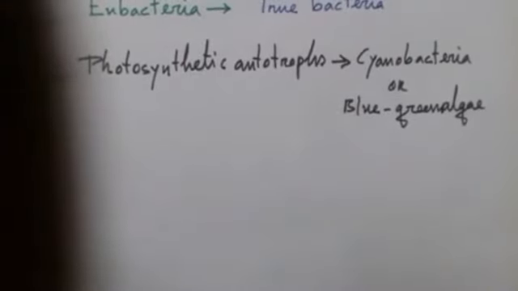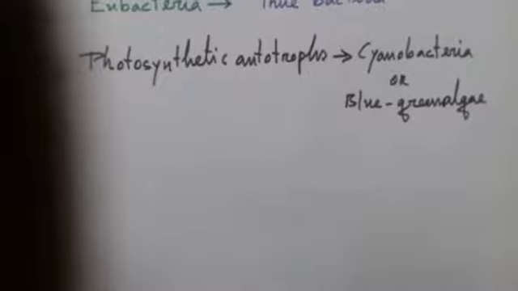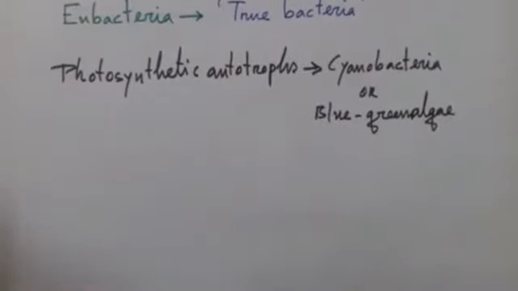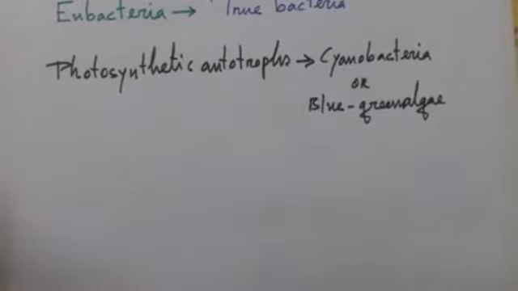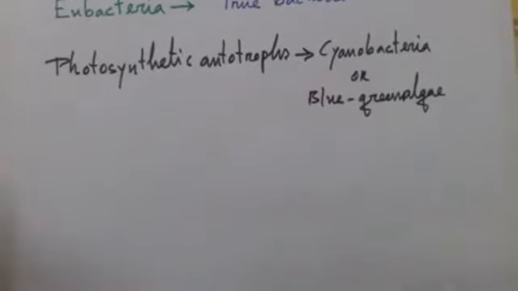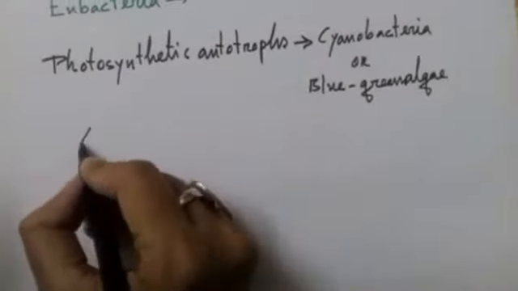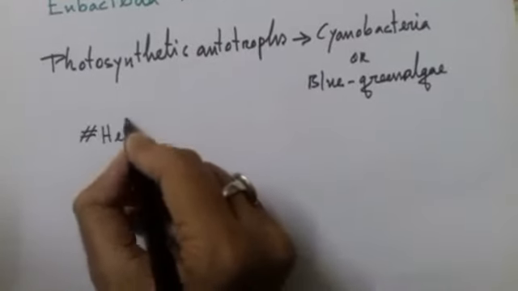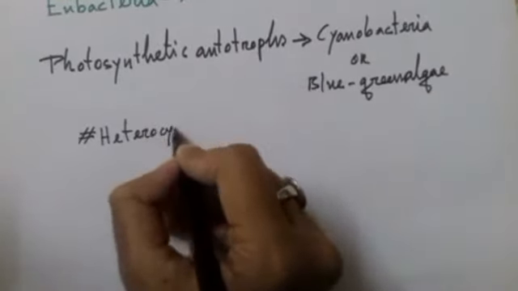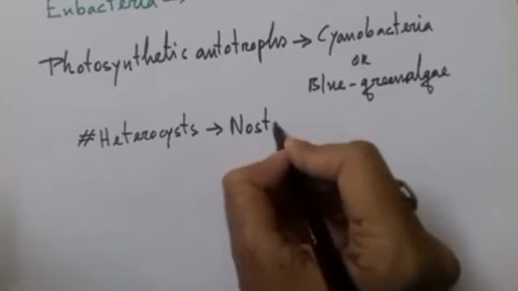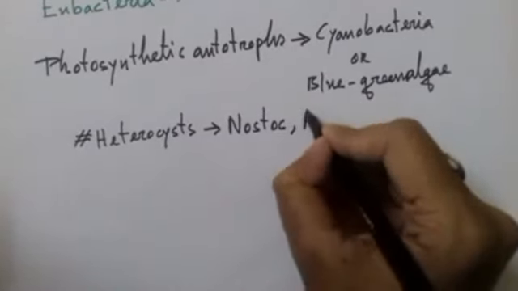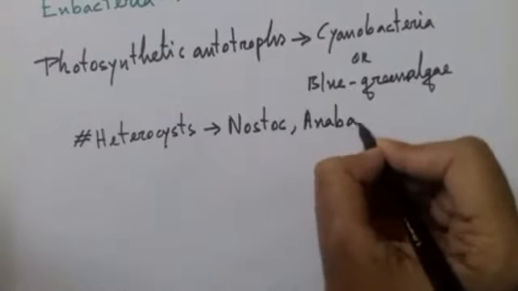The colonies are generally surrounded by a gelatinous sheath. They often form blooms in polluted water bodies. Some of these organisms can fix atmospheric nitrogen in specialized cells called heterocysts. Examples are Nostoc, Anabaena, etc.